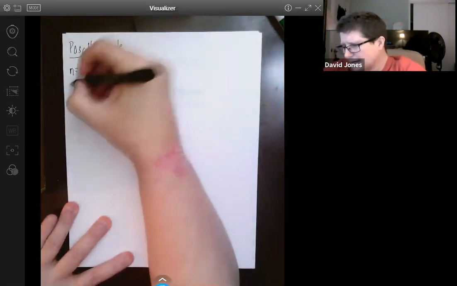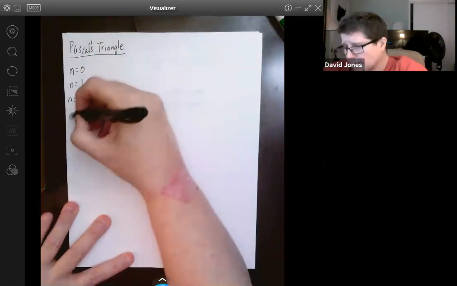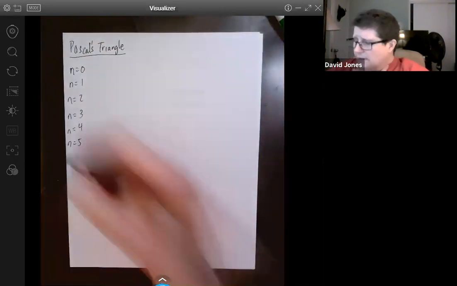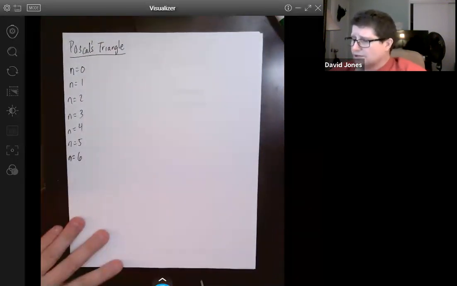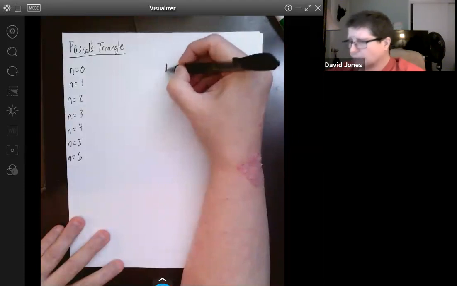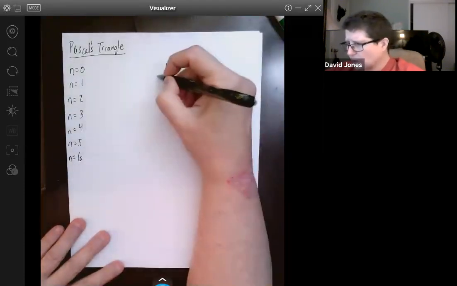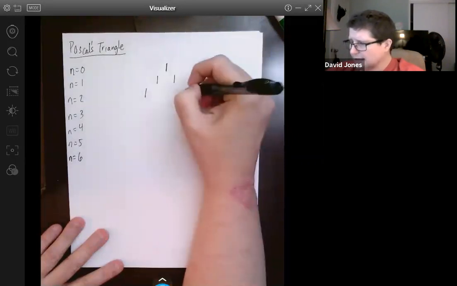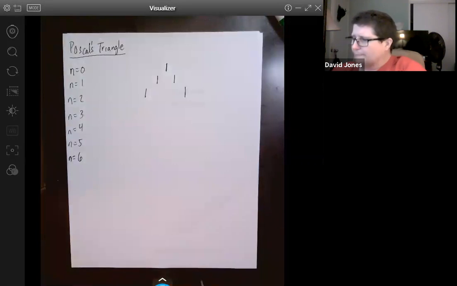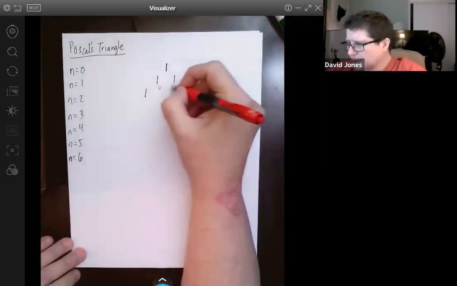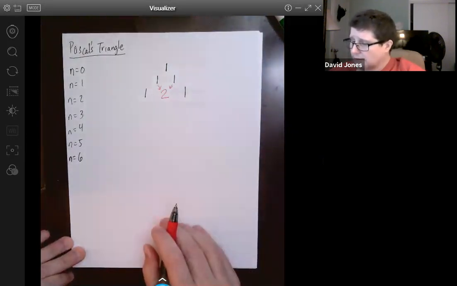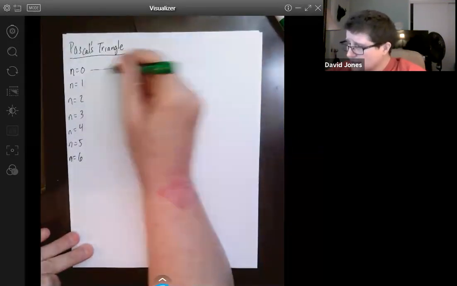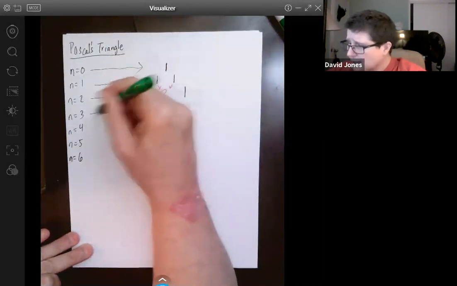And I'm going to list my n's here for a little while. And why not? We can do one more. So you start off, the top of the pyramid has a 1. And the next row down is 1 and 1. And as you keep going down, you keep putting 1s on the outside, and you add up the two numbers above it. 1 plus 1 equals 2. So that's n equals 0 line, n equals 1 line, n equals 2 line, n equals 3 line.